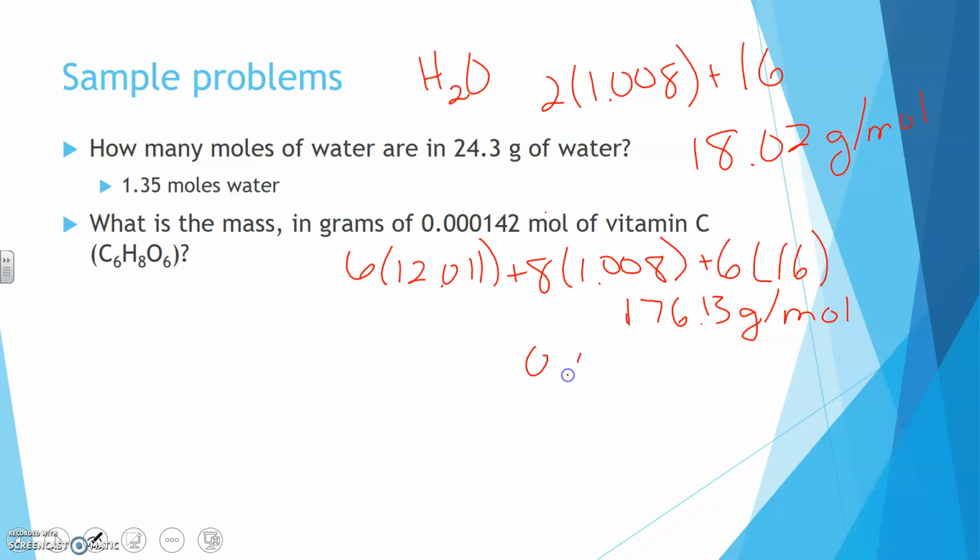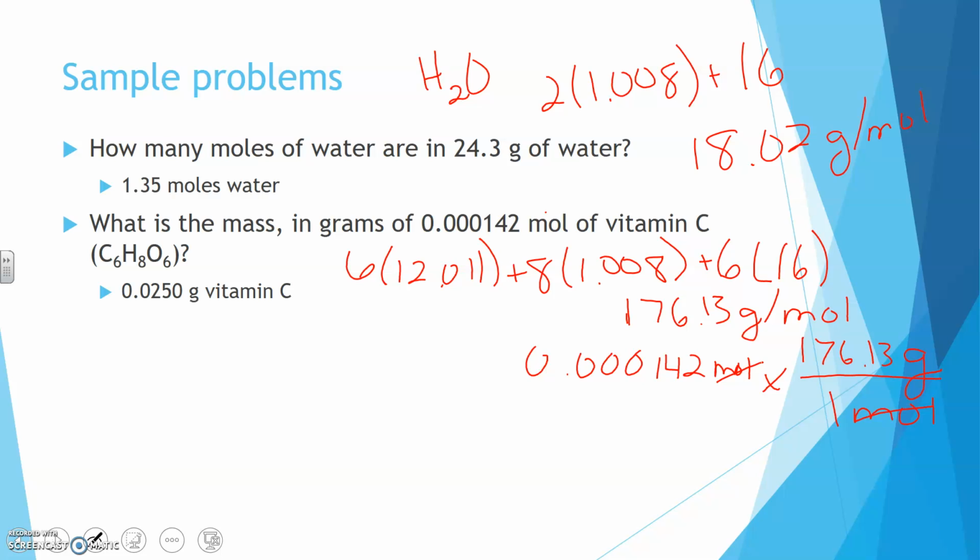Now we have our moles given in the problem. So it's 0.000142 moles, multiplied by your 176.13 grams over 1 mole. Moles will cancel. That will leave you with grams. So you go ahead and multiply straight across. And you end up with 0.0250 grams of vitamin C.